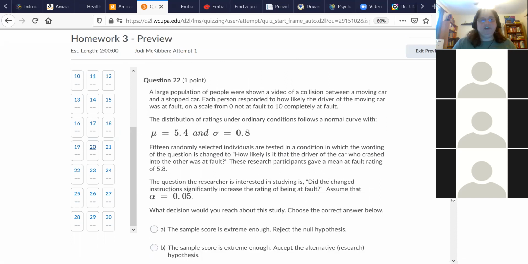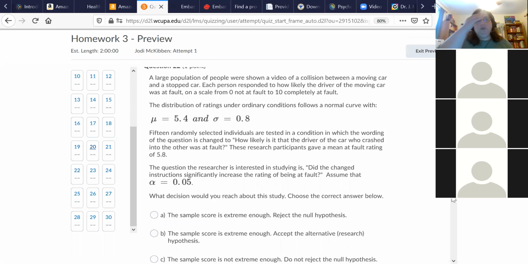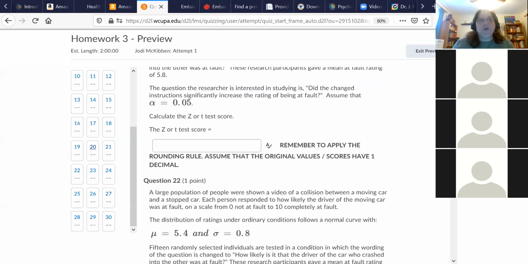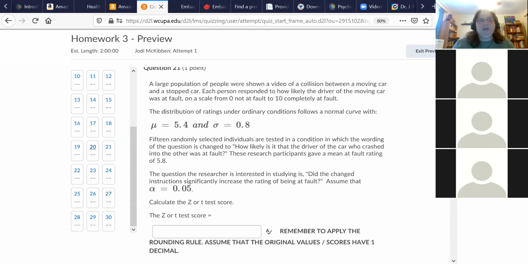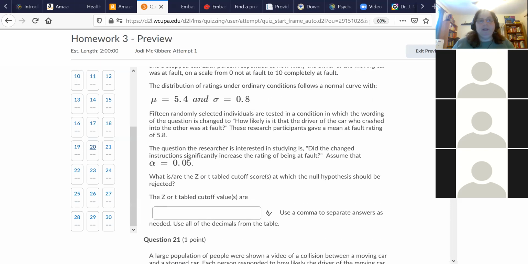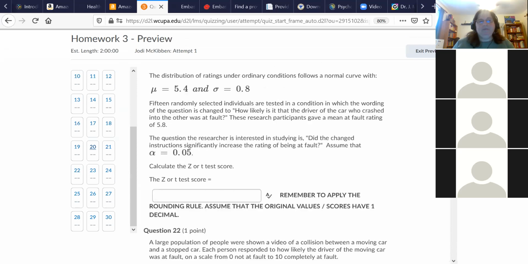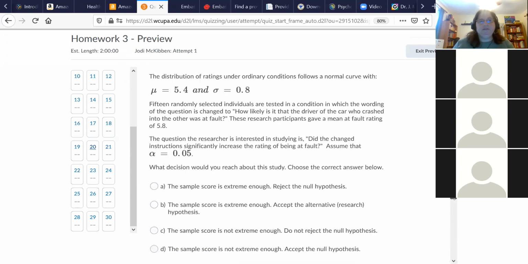Okay, all right. So what's the next question here? What decision would you reach? So what I'll say about that is now what we're doing is looking to see if we've already found out the direction was correct. 5.8 is indeed bigger than 5.4. So yay, the direction's correct. Now it's just a matter of, did I beat what's in the table? Did the number I got in 21 beat the number I got in 20? That's what 22 is asking for.